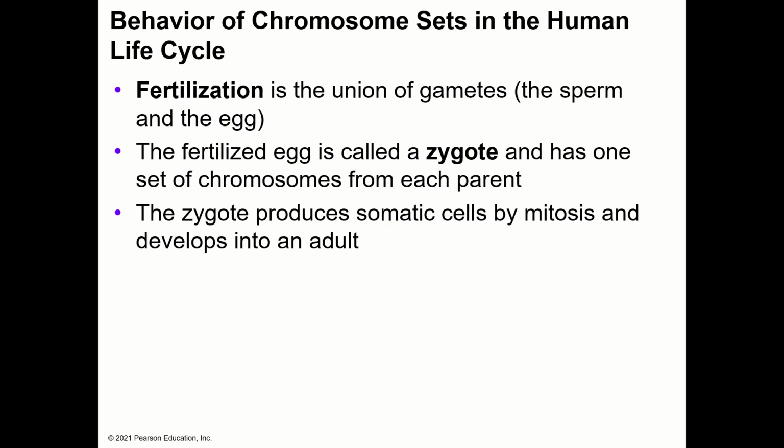Behavior of chromosome sets in the human life cycle. Fertilization is the union of gametes, the sperm and the egg combining together. The fertilized egg is called a zygote and has one set of chromosomes, one from each parent. The zygote produces somatic cells by mitosis and develops into an adult.